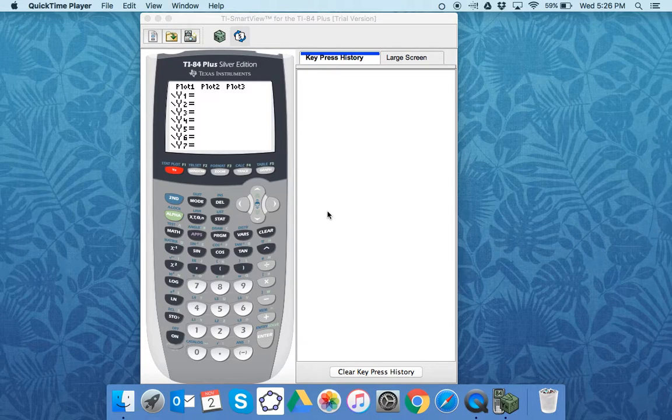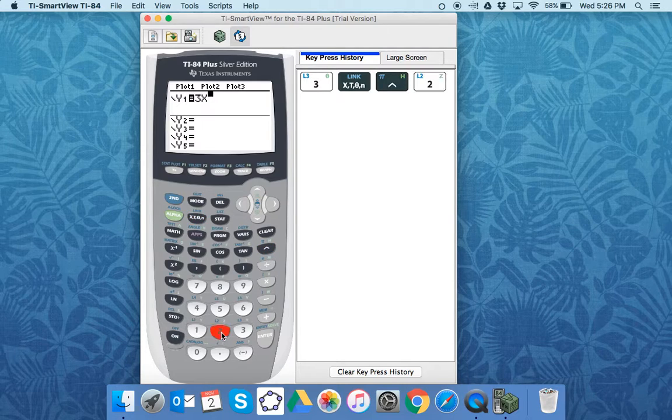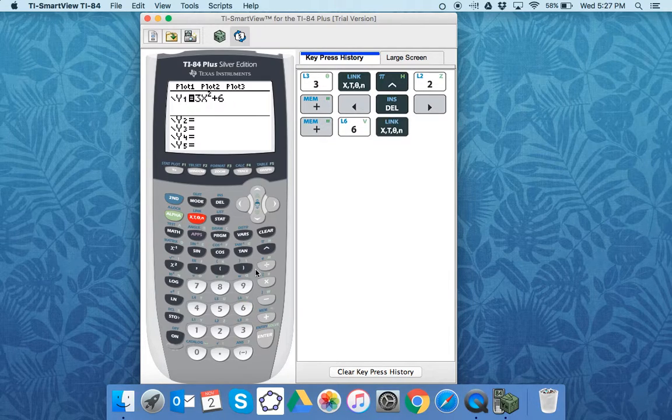How to find intercepts and maximums or minimums of a parabola on your graphing calculator. One of the problems you had on your test was 3x squared plus 6x plus 9.